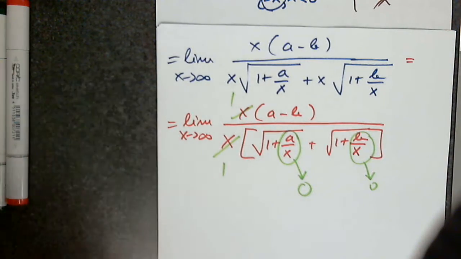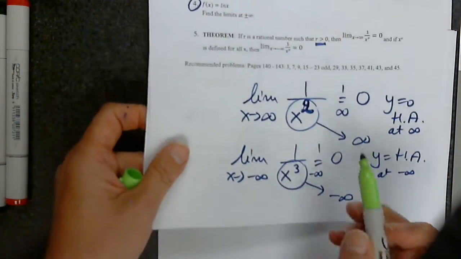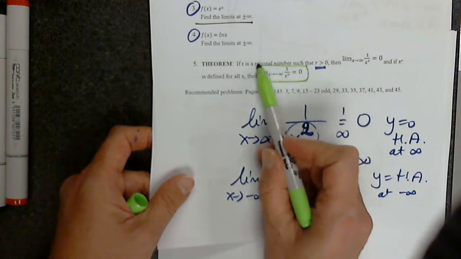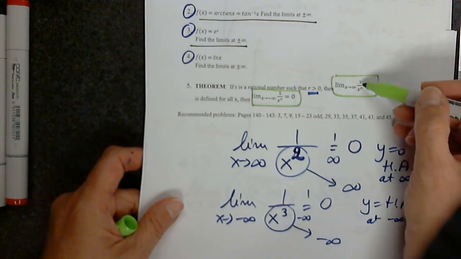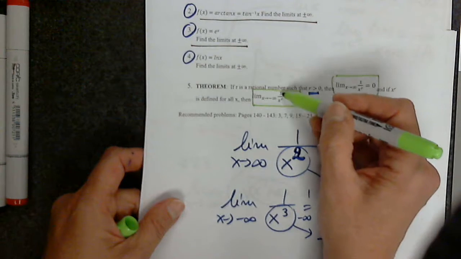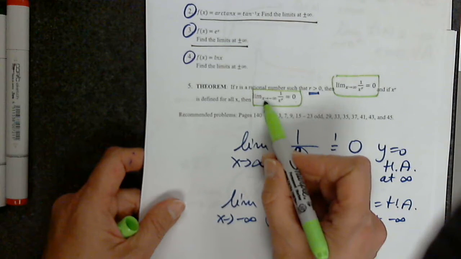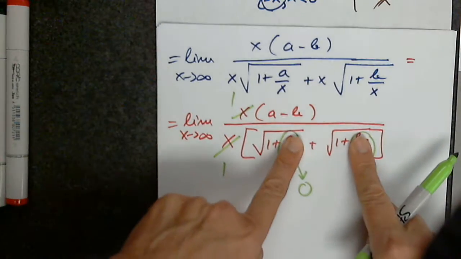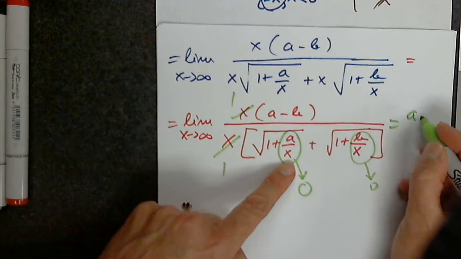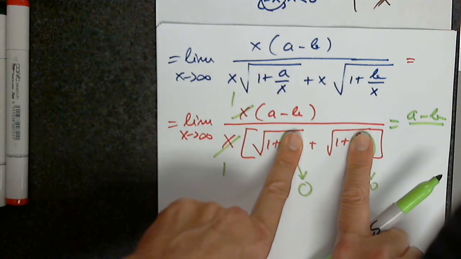This is what, where's my handout? Did I put it here already? I think so. Yes, I did. Okay, this is what we said. A number over infinity, when x approaches infinity, is 0. When x approaches negative infinity, a number over infinity, 0. So then these two are 0. The numerator is a minus b. And the square root of 1 is 1. 1 plus 1 is 2.